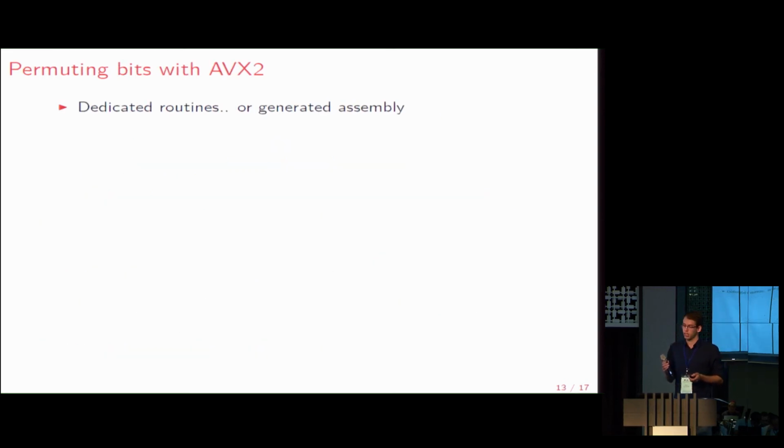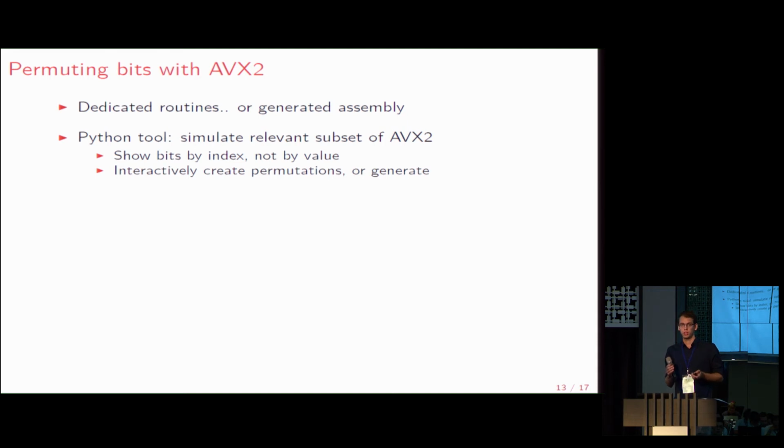And if we now look at how to do these permutations, we can do it in 2 ways. We can either write dedicated routines, so look at each individual permutation that we need, like which exponent do we need, how do we need to permute the bits, or we can generate assembly in general, like write a routine to tackle this problem. And so we opted for the second option. We first tried the first, but it proved to be pretty tedious. And I'll show that this is not actually that much worse in terms of performance.